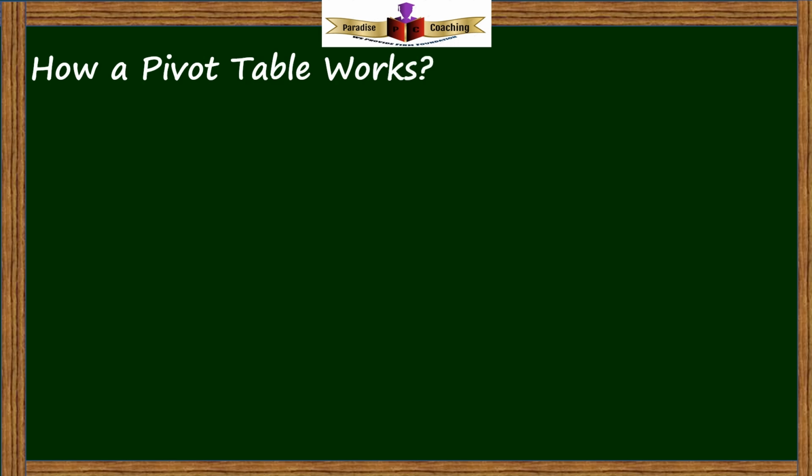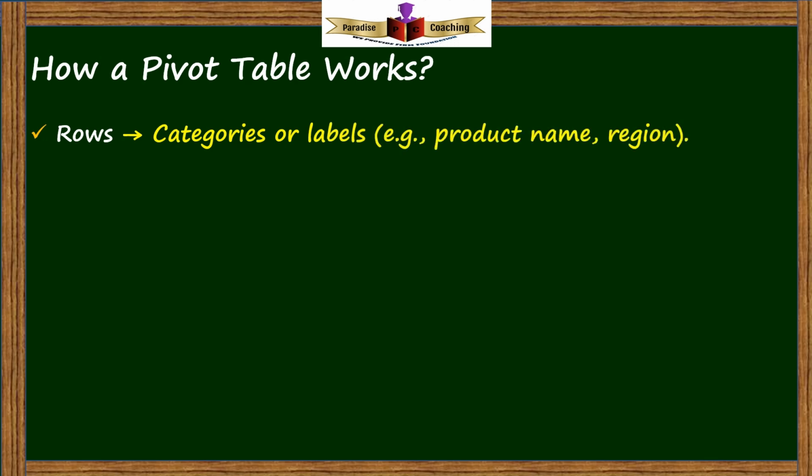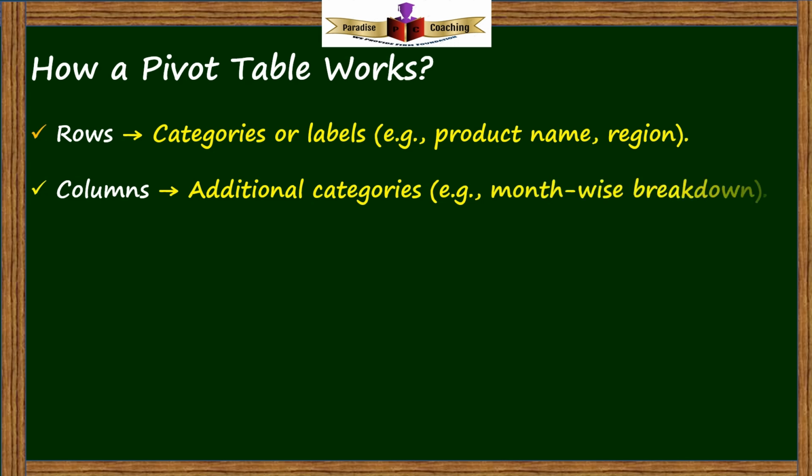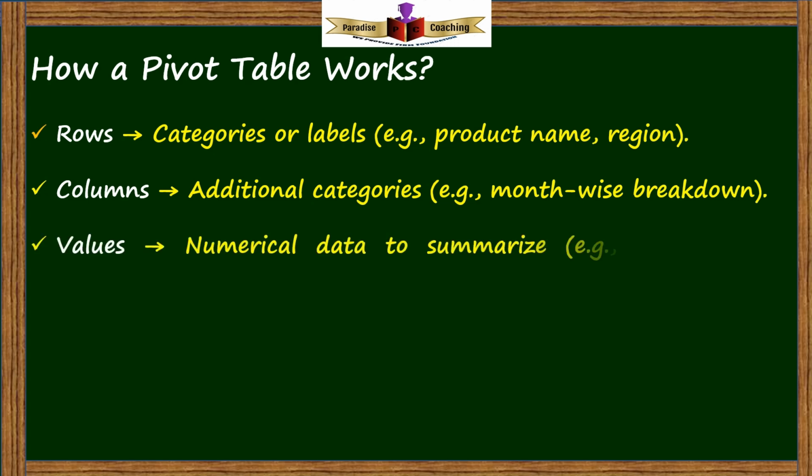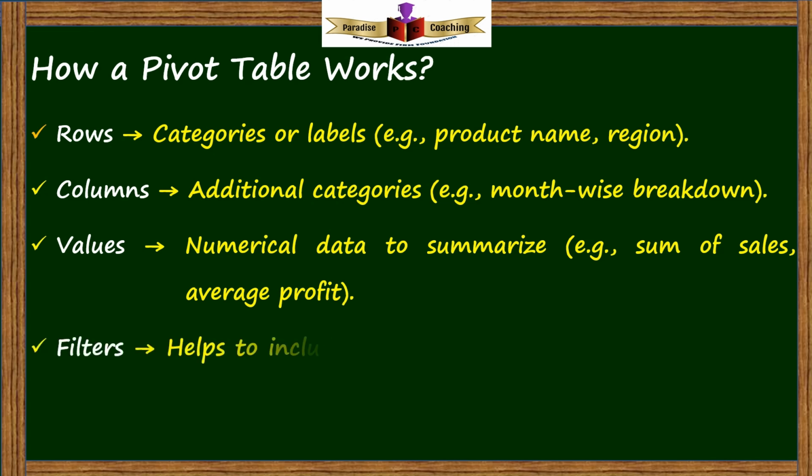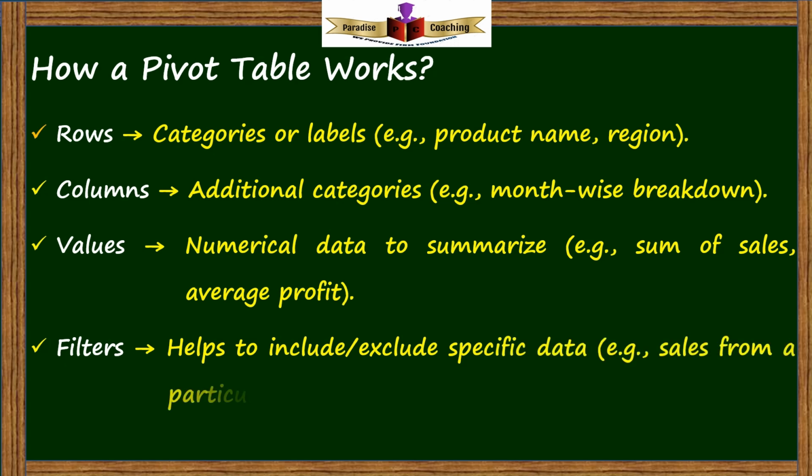How a pivot table works? Rows: categories or labels. Example: product name, region. Columns: additional categories. Example: month-wise breakdown. Values: numerical data to summarize. Example: sum of sales, average profit. Filters help to include or exclude specific data. Example: sales from a particular year.